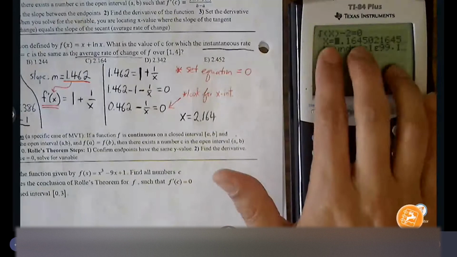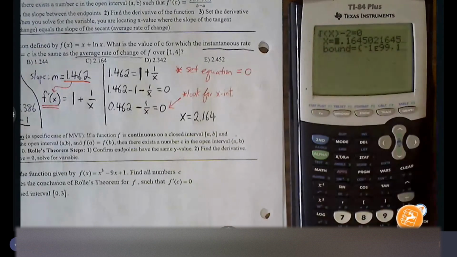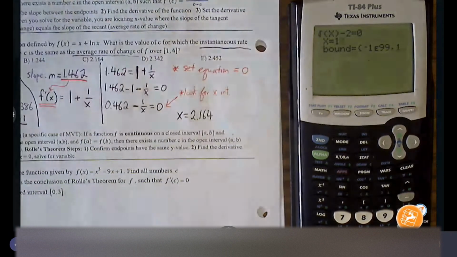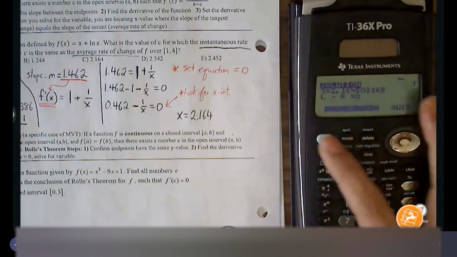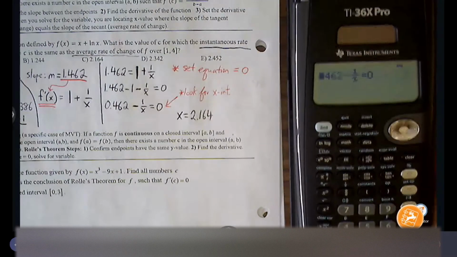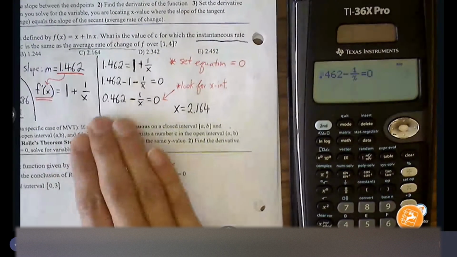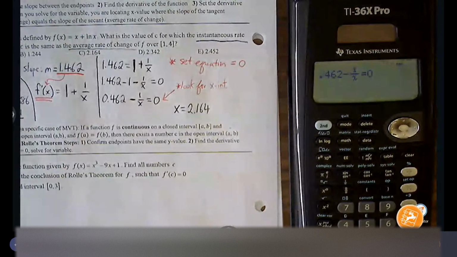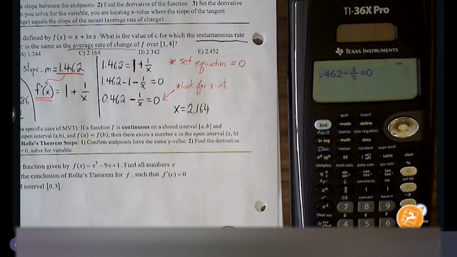Okay, so you would just set the equation equal to each other. You would pick a number that you can start with, and then it'll look for that solution for you. Now, if you have the 36 Pro, you would go to num solve, and you would do the same thing. It's just that you don't have the benefit of seeing the graph, so you just have to rely on the equation here. So you say 0.462 minus 1 over x equals 0. Hit enter.